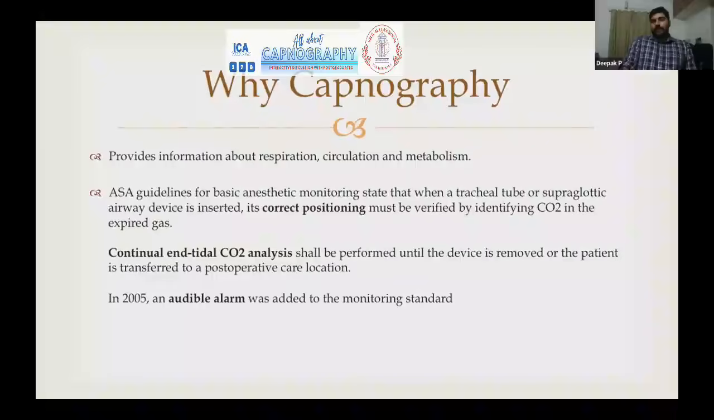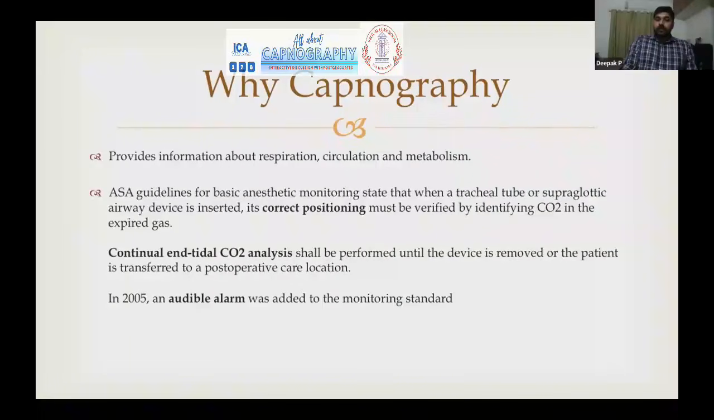Why capnography? Just like Dr. Saneesh explained, right now, carbon dioxide is a smoke of the fire of metabolism. That is, it provides information about metabolism, circulation, and respiration. When we measure carbon dioxide in the exhaled gas, it is an indicator that metabolism is happening, producing carbon dioxide. Circulation is good, taking that carbon dioxide from the tissues to the lungs. And through the process of respiration, this carbon dioxide is diffused into the alveoli, and thus it is given out in the exhaled air. So if we are detecting carbon dioxide in the exhaled air, that means that all these steps in this process are working.